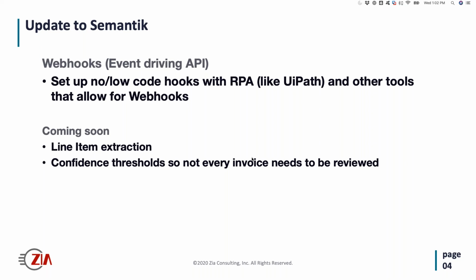Those invoices can be reviewed and then downloaded with some metadata on those documents. Now they have the introduction of webhooks, so you can configure a webhook for your instance of Semantik, and that gives you the capability with UiPath or other tools that support webhooks. There are certain BPM products that support webhooks as well, and then you can get those results.